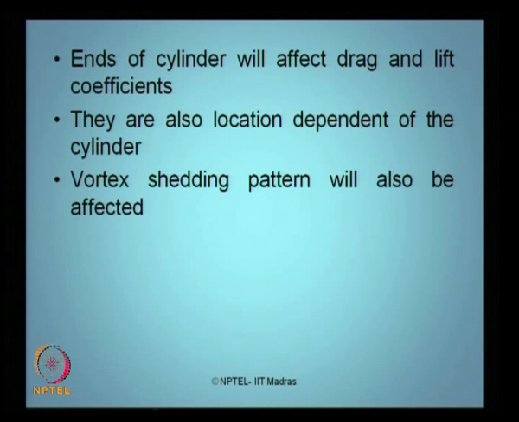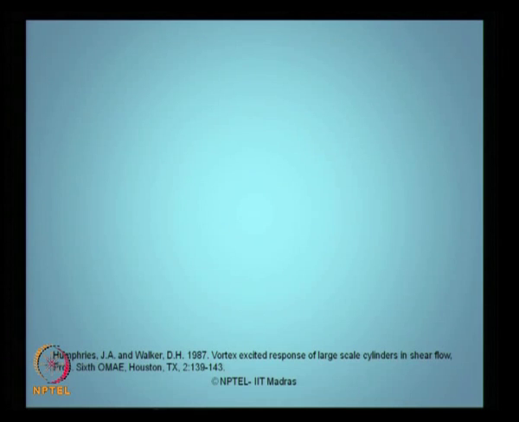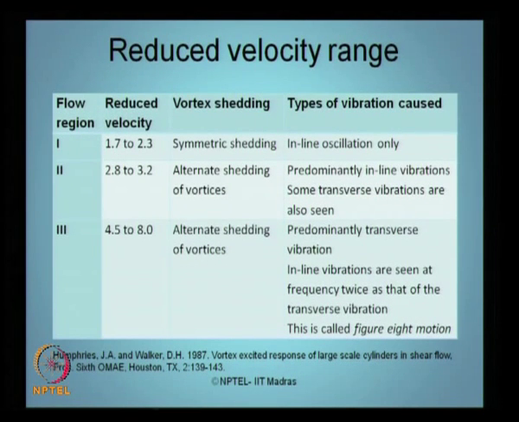And vortex shedding pattern will also be affected by the presence of the cylinder in the fluid region. So let us look at this figure, or the table. If you look at the reduction in velocity occurring because of the interference of the member in the fluid region, you can divide this region into 3: 1, 2 and 3. The reduced velocity takes place from 1.7 to 2.3, whereas it can vary from 2.8 to 3.2 and further from 4.5 to 8.0, depending upon the regions 1, 2 and 3.